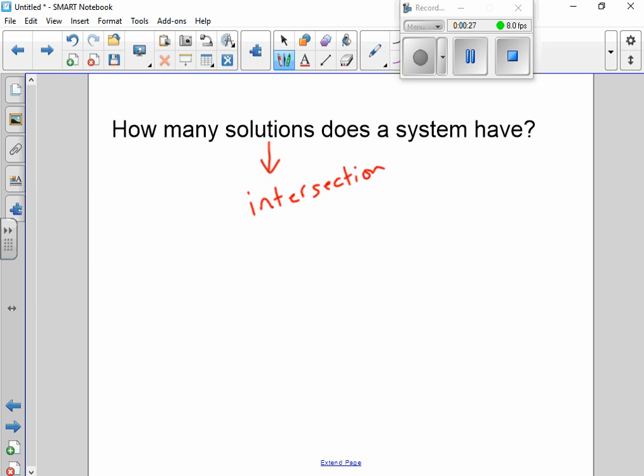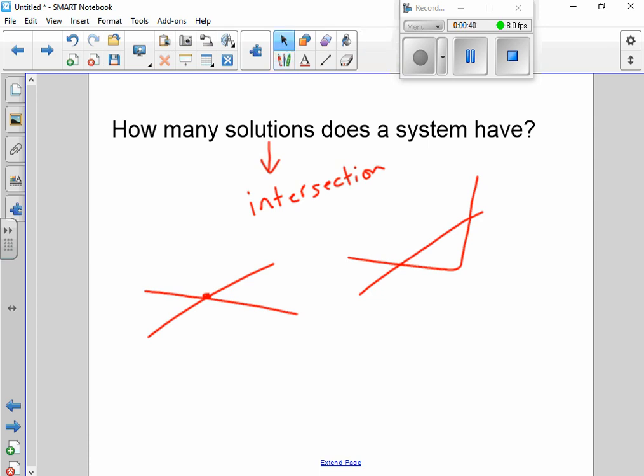So how many? Well, you have two lines, they cross in one spot. But you cannot have two lines cross in two spots because then you would have to bend the line. So you're never going to have two. You'll always have one. Well, it's not always. Let me show you a couple scenarios.